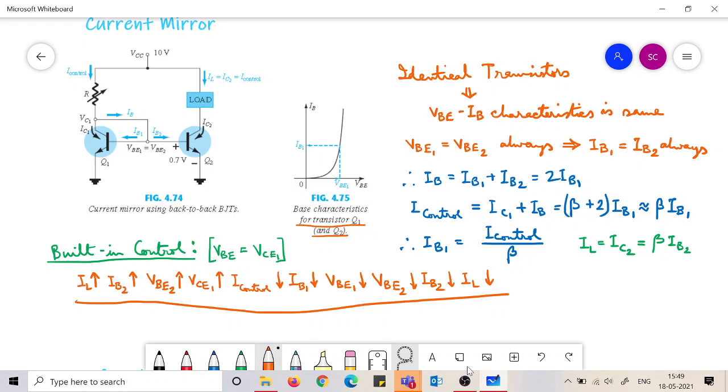Once you fix this R, you have fixed the I control. Now you can forget about it, and the IL will remain the same as I control, and any fluctuation in the load side will not cause any fluctuation in the load current. So this is the beauty of this network. Very robust configuration is called the current mirror.